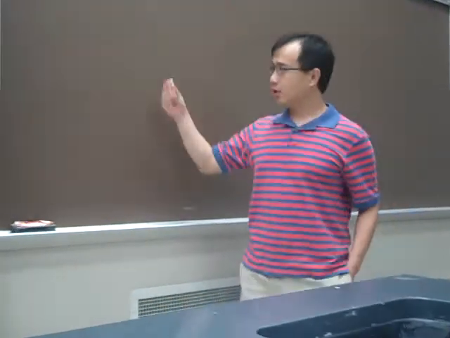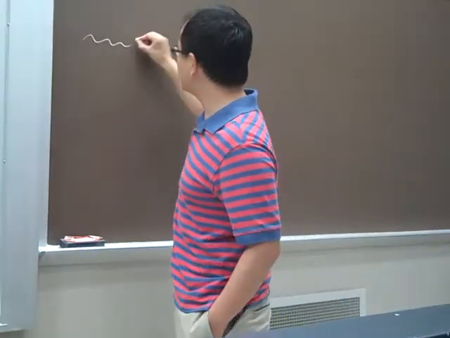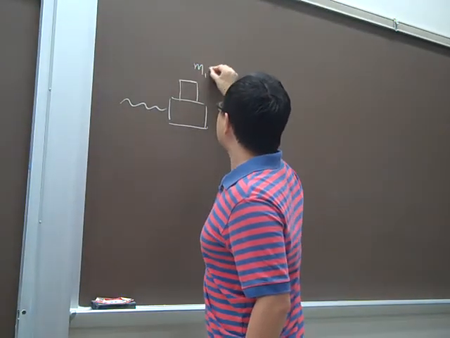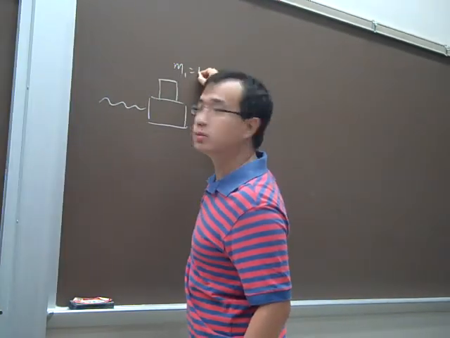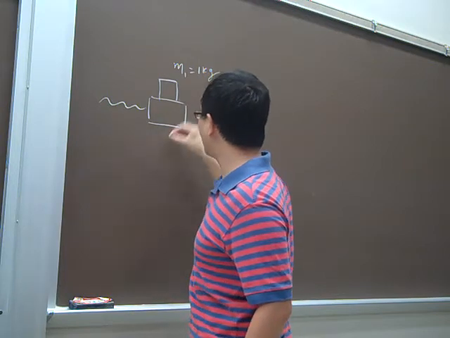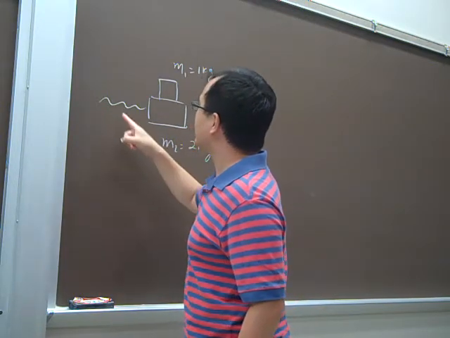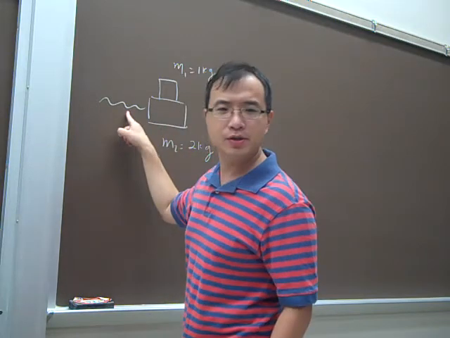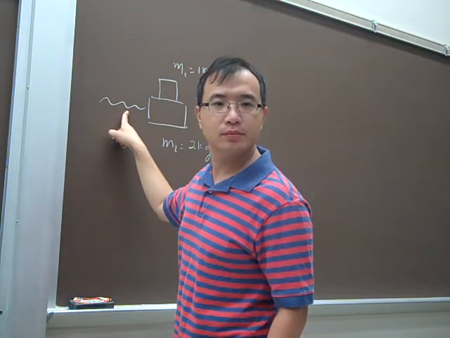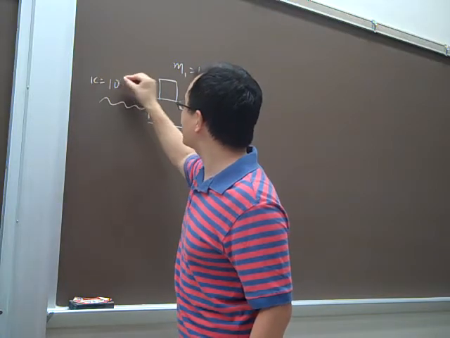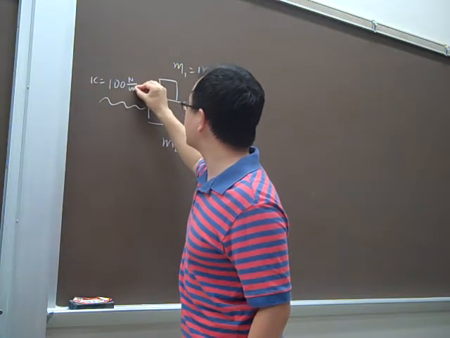Problem. It's like this. I think you have two blocks, right? Yes. M1, I think it's 1 kilogram, on top of another block, 2 kilogram. And you know the spring constant? The spring constant is 100 newtons per meter. Okay, k equals 100 newtons per meter.